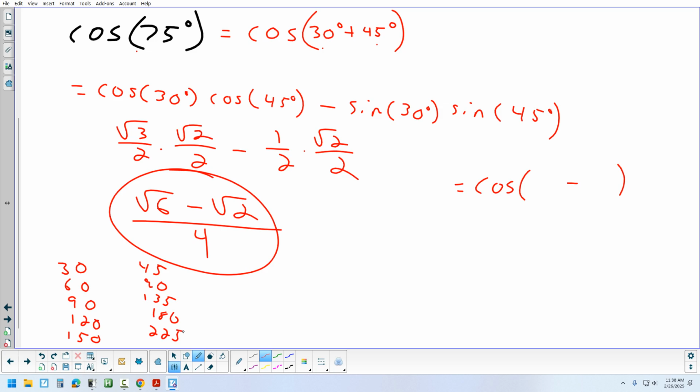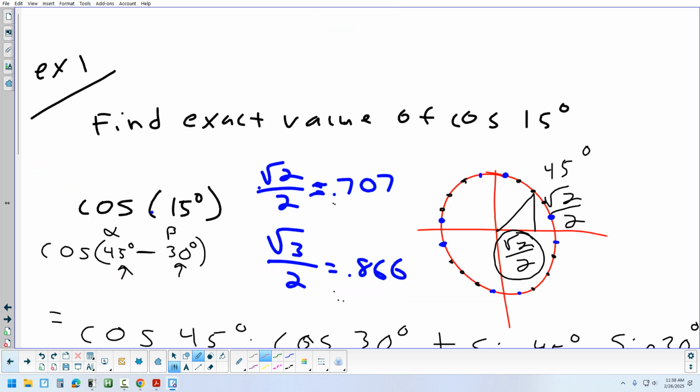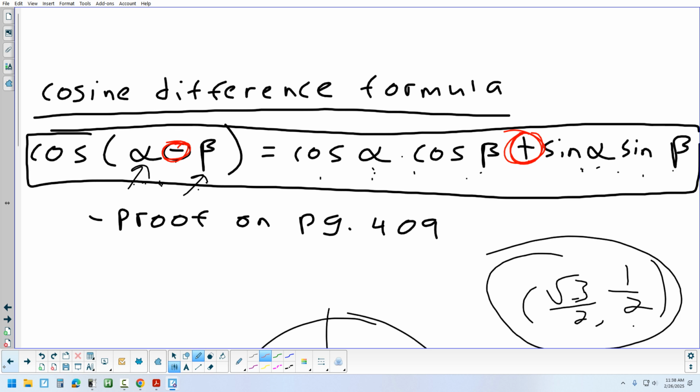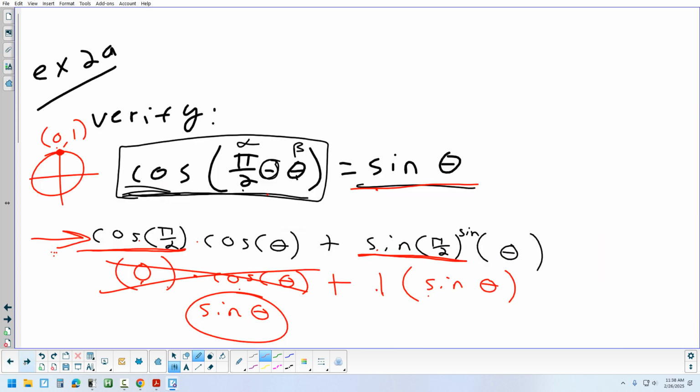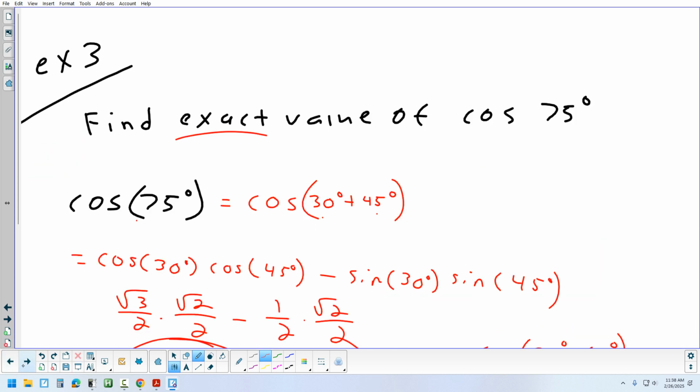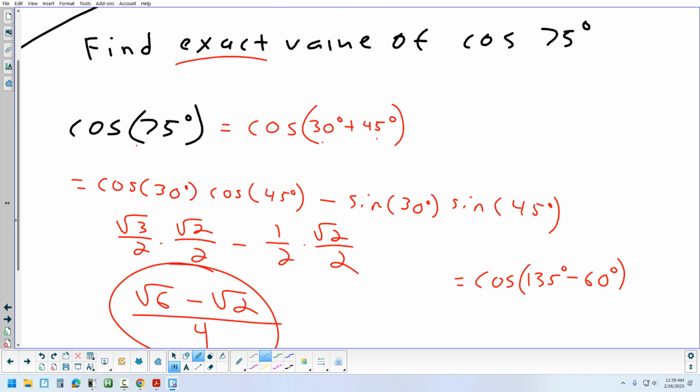135 and 60. Yeah, you could do 135 and 60, and you would get exactly the same answer. Yep. But now, instead of doing it with the sum formula, you would go back to the difference formula. So anything you can do as a sum, you can do as a difference, and vice versa. Any question on that one?